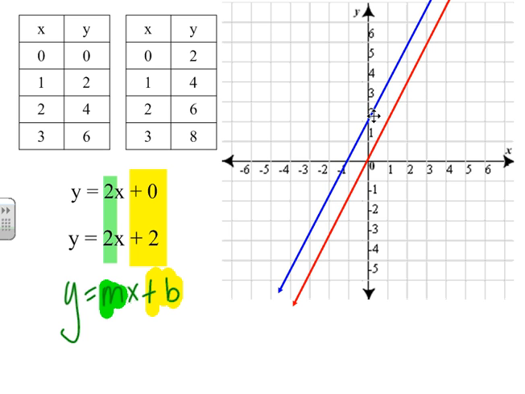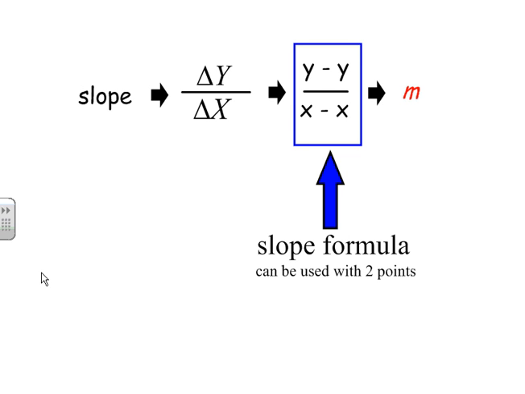Well, what if it's not on a graph? What if we're just given 2 points? We're just given a point and a slope. How do we figure out how to get this equation going? How do we figure out where we're going to write this rule for that equation of a line? Well, we have to remember that the slope formula can be used when we have 2 points. Y minus y divided by x minus x, the change in y divided by the change in x, or the rise over the run. That's going to help us to get there.